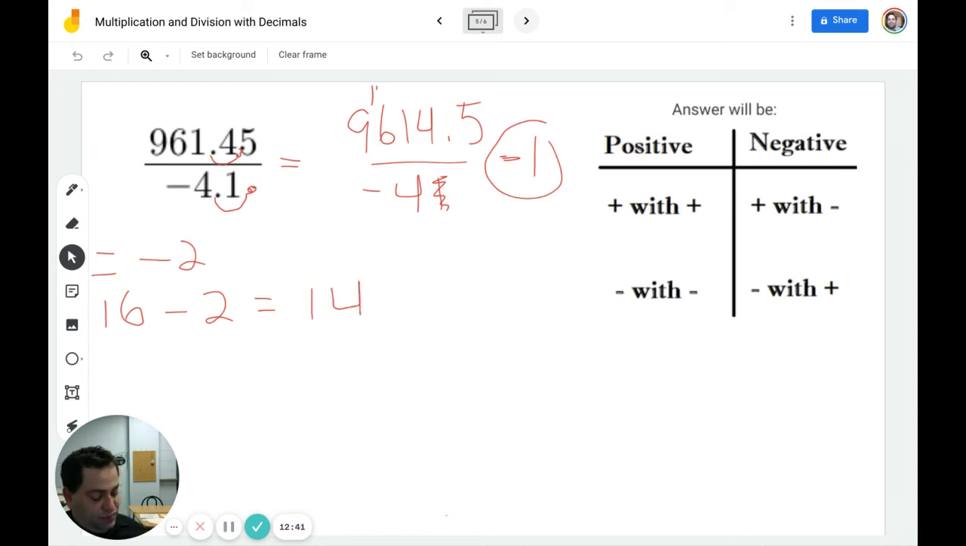4 goes into 14 3 times. 14 minus 12 is going to be 2. So I'm left with 21. 3 times -1 is -3. So it's going to give me 18. 4 into 18 is going to go 4 times. 4 times 4 is 16. 18 minus 16 is 2. Going to leave me with 24. And then 4 times -1 is -4. So that's going to leave me with 20.